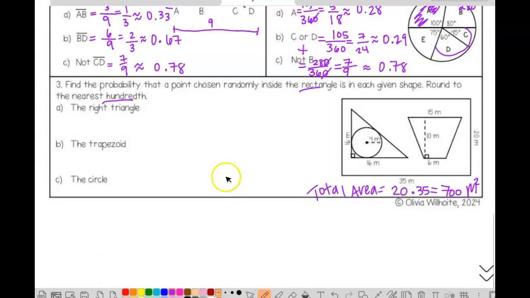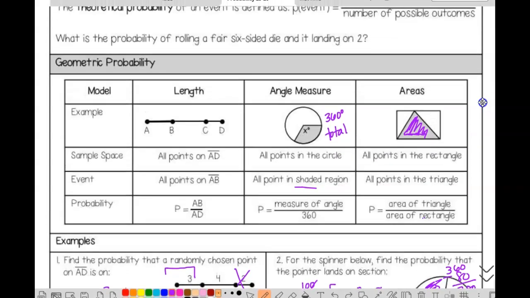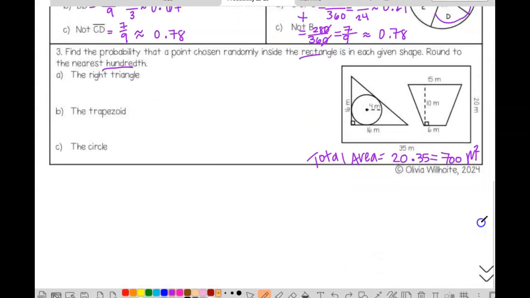Alright, so I have my total. Now, it says, what's the probability of landing in the right triangle? So when we do these, remember, on your table at the top, you do the area of the part you want over the total. So here it says the right triangle. Since this is our first one doing together, for my visual learners, this usually helps me: area of the triangle over area of the rectangle.